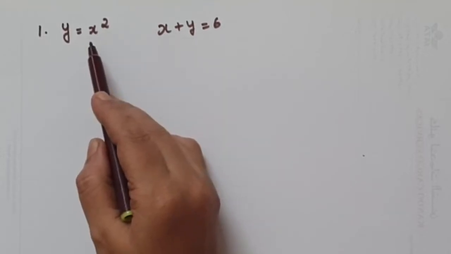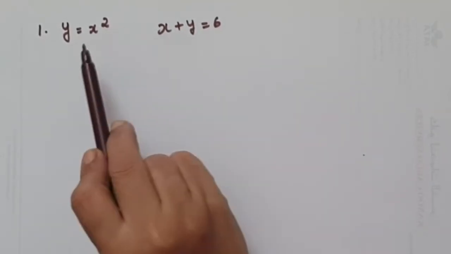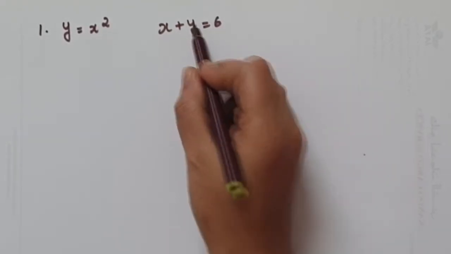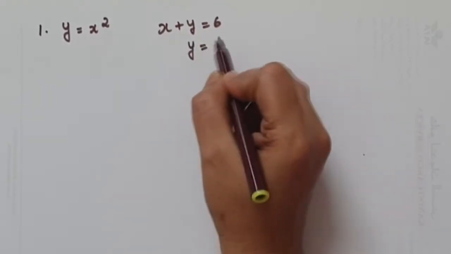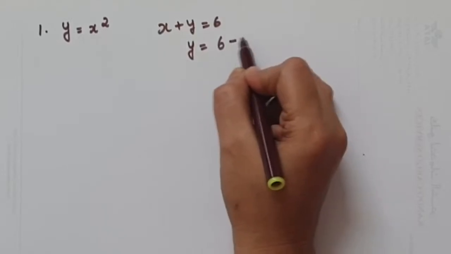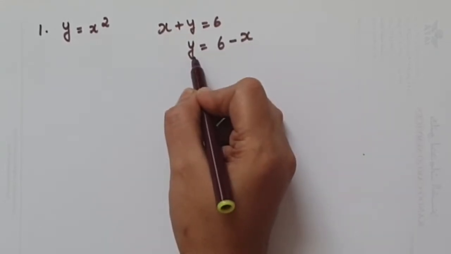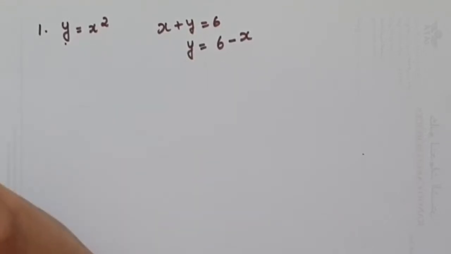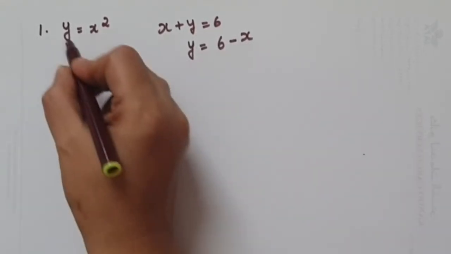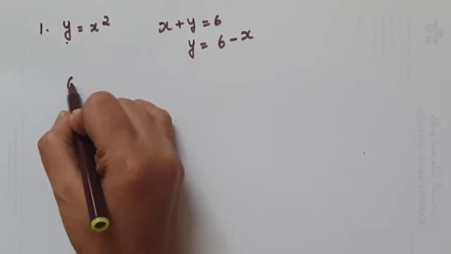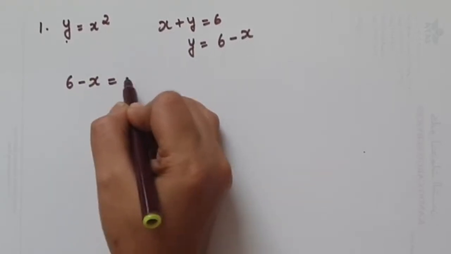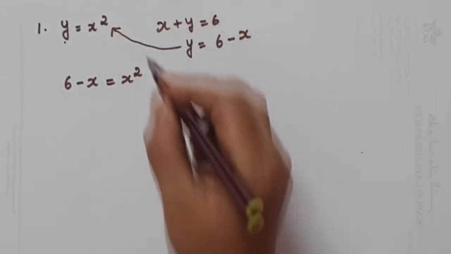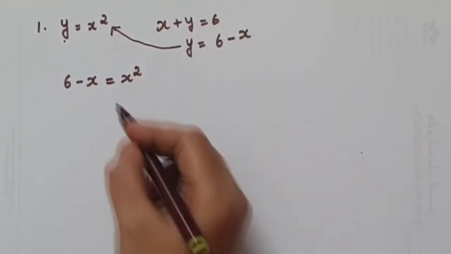So now what we'll be doing is, we'll try to substitute one equation in the other equation. From here, we can find what y is equal to. y will be equal to 6 minus x. This 6 minus x, which is equal to y, we'll replace over here in our first equation. So instead of y, we'll replace it over here. So 6 minus x will be equal to x squared. That is, we are replacing this value for y.